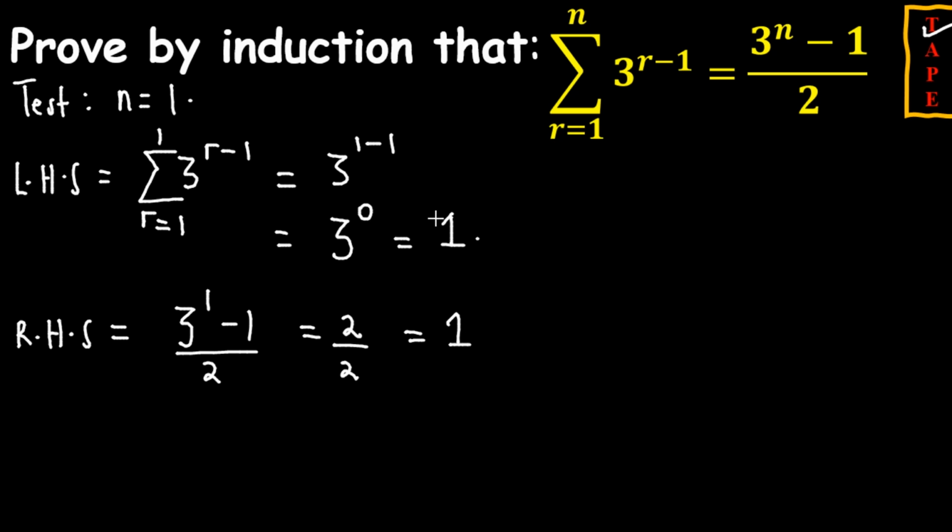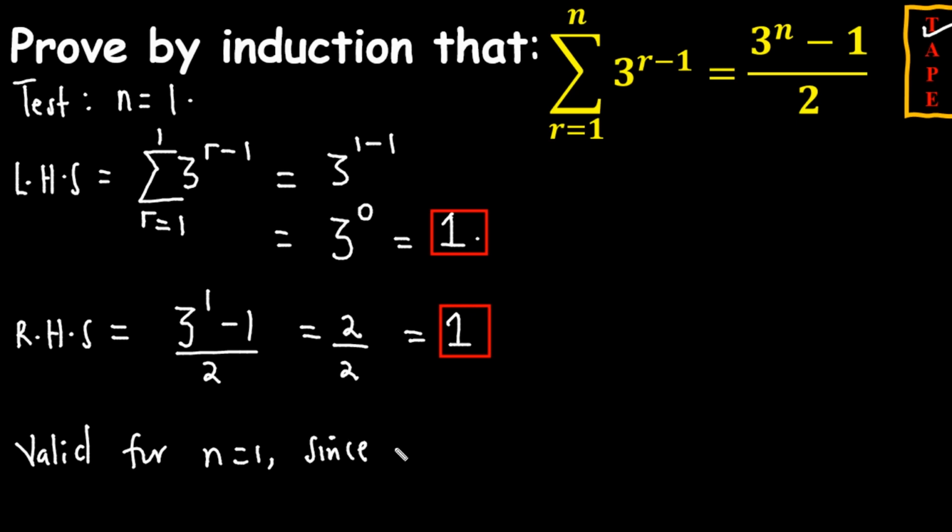Now we are going to compare the left hand side to the right hand side. When we look at these two, they are equal. Therefore, we say that the formula is valid for n equals 1, since left hand side is equal to right hand side.